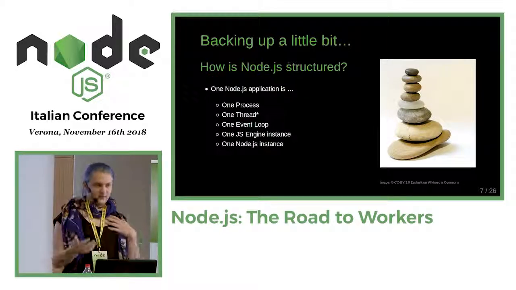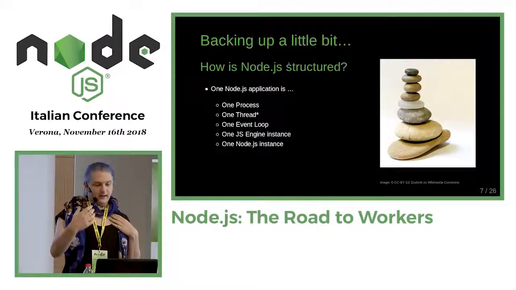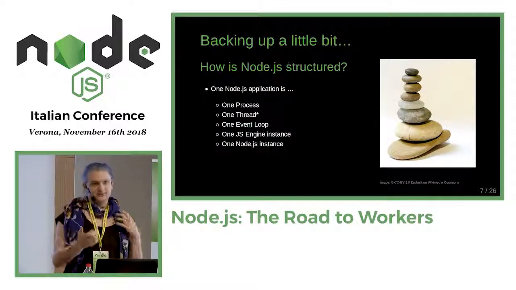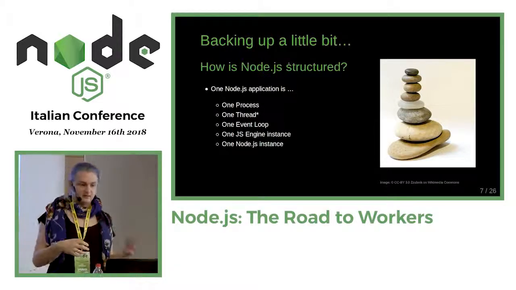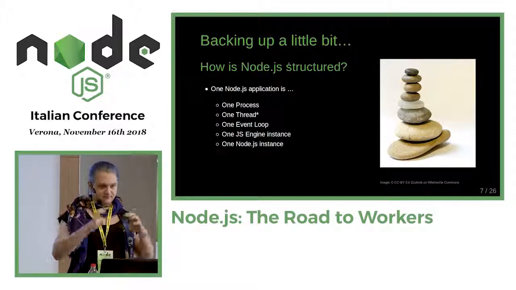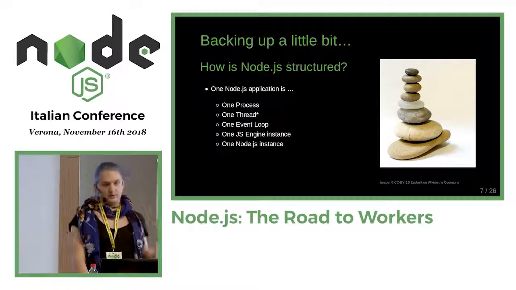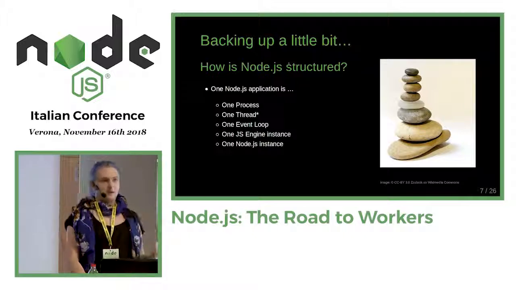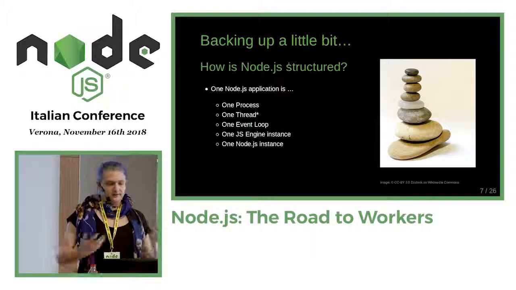You have one event loop that is tied to this one thread, and you have one JS engine instance. For example, in the common case, that is V8. So one V8 instance, one piece of JavaScript execution, one heap, one garbage collector, all that belongs to that. And on top of that, one Node.js instance. So one net module, one require function, that kind of thing.